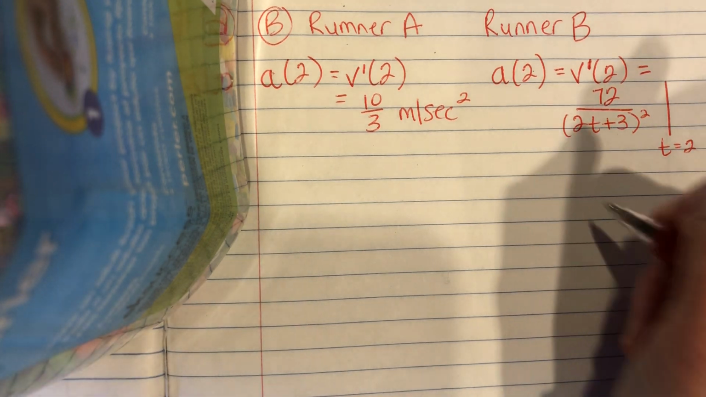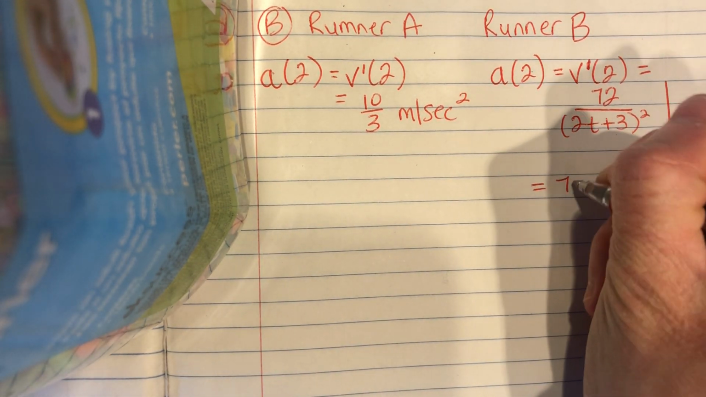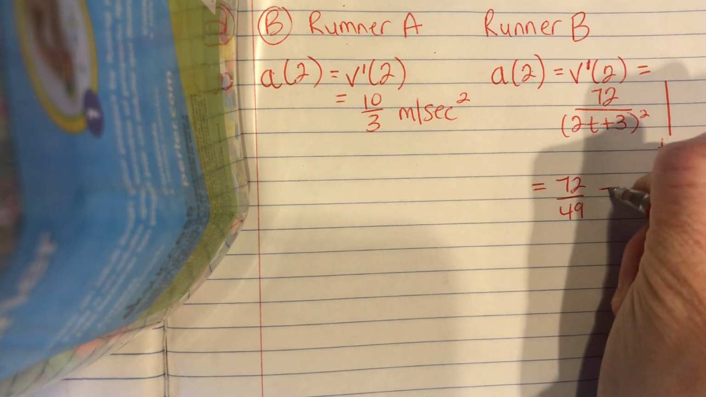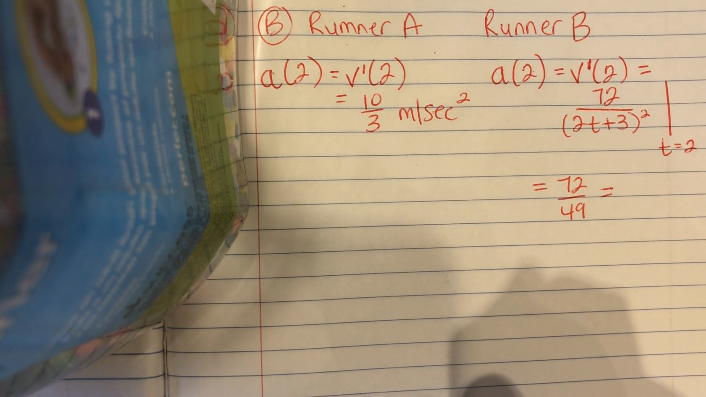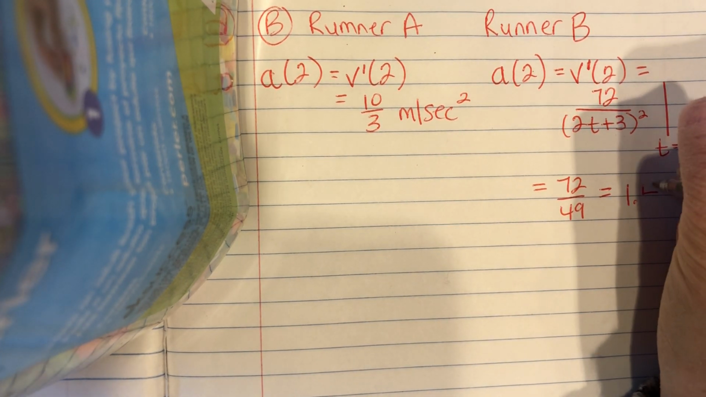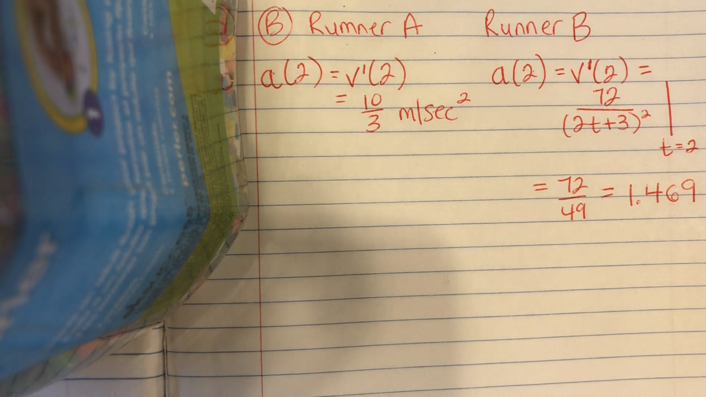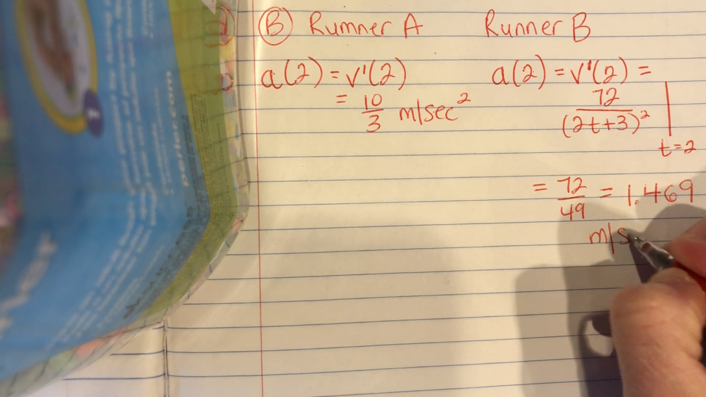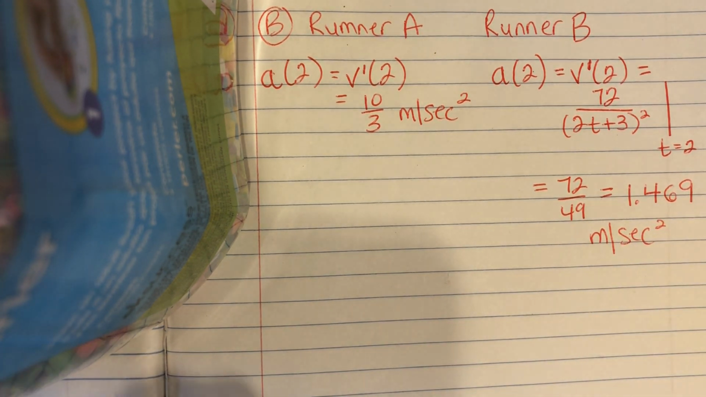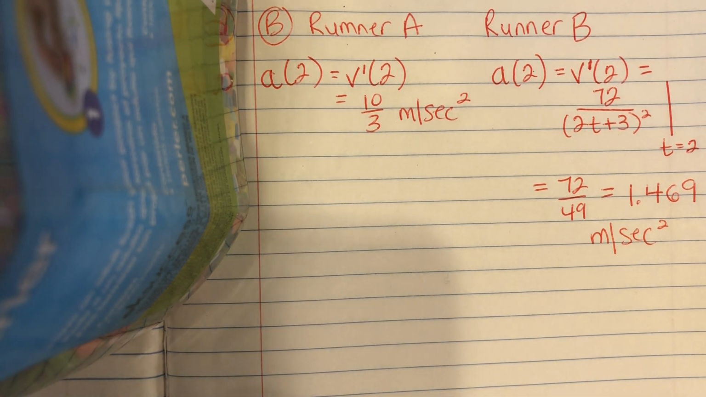And when we do that, we will get 72/49. You can leave it like that, or it's always a good idea to, on the AP exam, they'll require 3 decimal places. I always suggest going out to 4. But if you're going to do 3 decimal places, we have 1.469. And don't forget, this is an acceleration. My units are meters per second squared. So that's part B. Last but not least, we had part C.